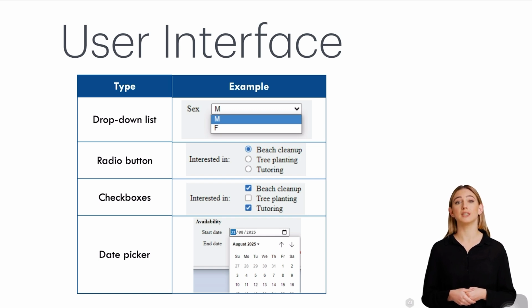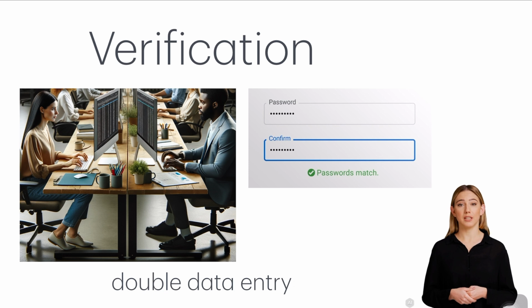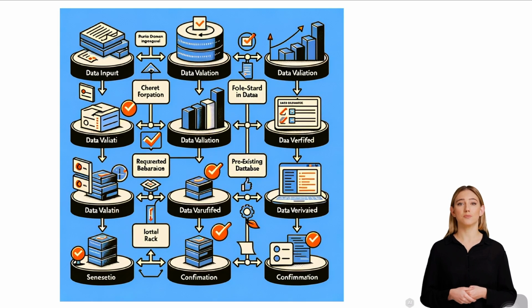Once that clean data is in, we need to make sure it stays accurate when moving around. That's where data verification methods like double data entry, having two people input independently, or proofreading come into play. With validated, verified data, we're then ready to efficiently organize and store it all in databases.